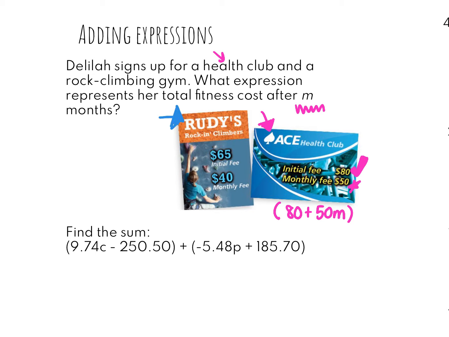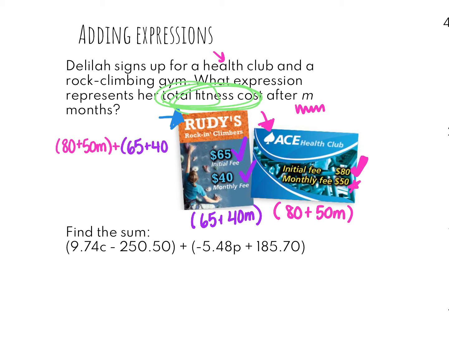The rock climbing club, let's see, $65 initial fee, $40 a month. So this would be 65 plus 40 times the number of months. Well, we want her total fitness cost. Total means add them up. Add them up, people. So I'm going to start with my 80 plus 50M. And then I'm going to add to that the rock climbing, 65 plus 40M.